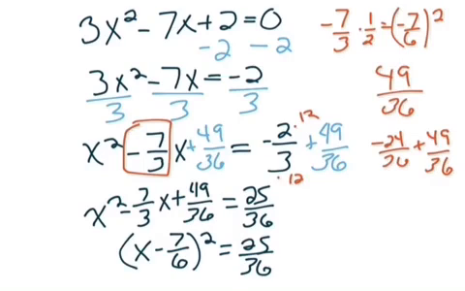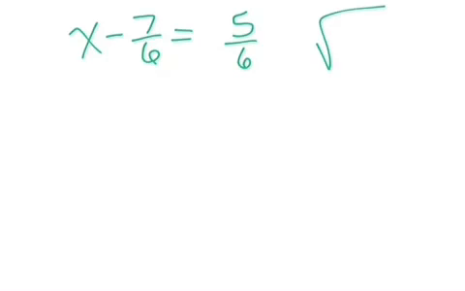25/36. Okay, next we're going to square root both sides. Square root here, and that is going to lead us to x minus 7/6 equals 5/6. But because we took the square root of 25/36, remember that there's always a positive and a negative square root. So that could be a positive or a negative 5/6. So we need to consider both of the options.